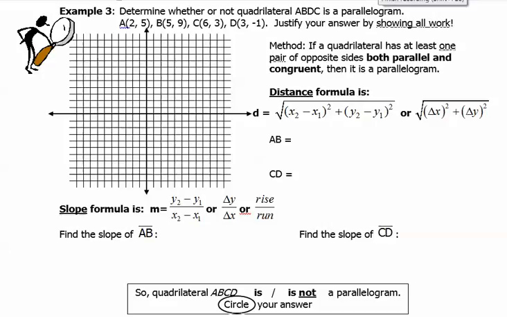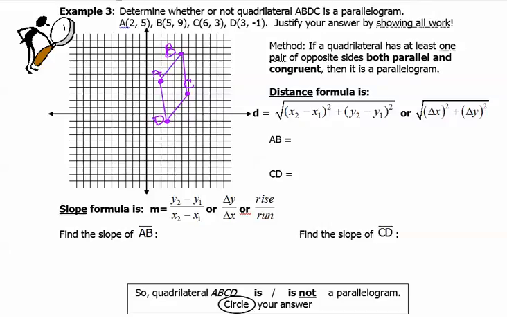So the next example starts with me plotting these points. So I'm going to take a second and plot the points. So now I plotted my 4 points. I went over 2, up 5 to get A, over 5, up 9 to get B, over 6, up 3 to get C, and over 3, down 1 to get D. So if I connect these points, I'll see a quadrilateral, but do I know if it's a parallelogram or not?